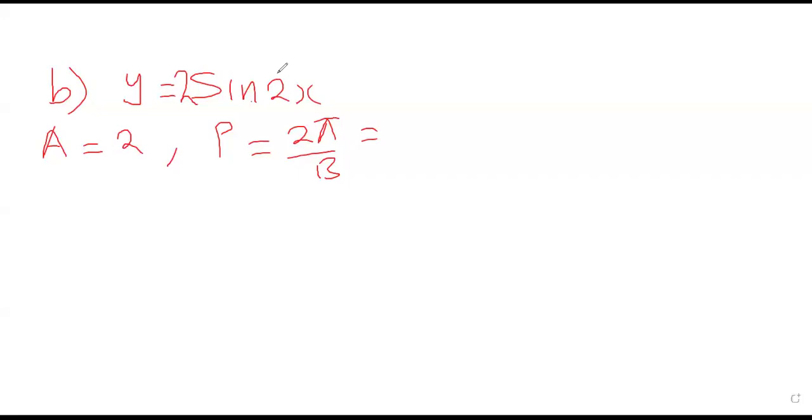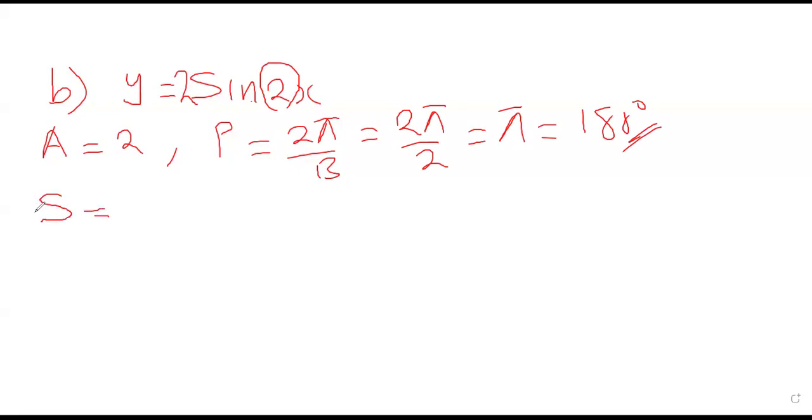In this case, the value of b is simply the coefficient of x, which is 2. So we have 2 pi over 2, which is equal to pi. And pi in degrees is 180 degrees. The moment you find the period, you move to the scale. Scale is equal to period divided by 4. The period in this case is 180 degrees divided by 4, and this is going to give us 45 degrees.